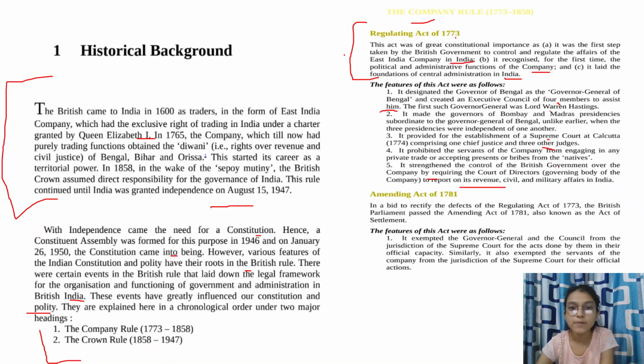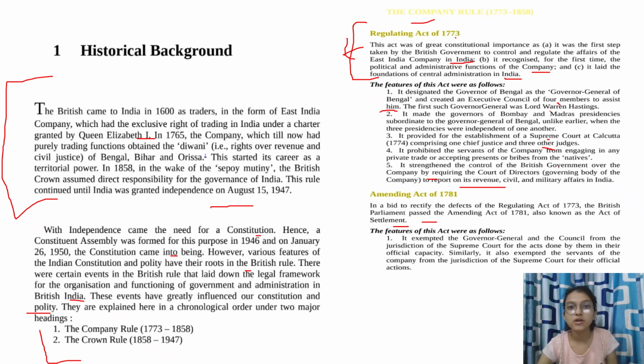So, the very purpose of this act was to check that particular company which is ruling in India. So, the power had been given to them by Queen Elizabeth, and now the power has been curtailed to a proper extent. Then we have the Amending Act of 1781. In a bid to rectify the defects of the Regulating Act of 1773, the British Parliament passed the Amending Act of 1781, also known as the Act of Settlement. So this is also known as the Act of Settlement.